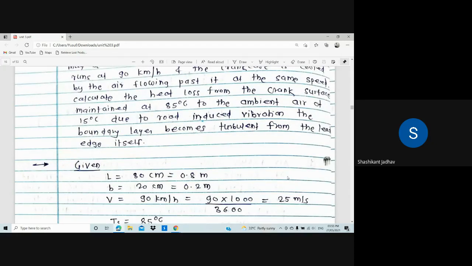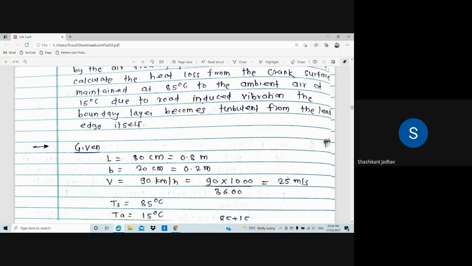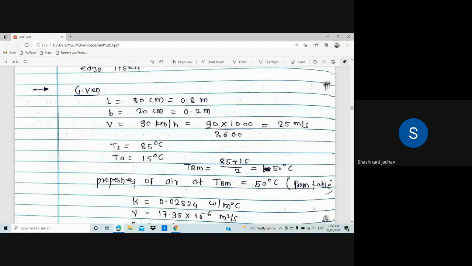Due to road induced vibration, the boundary layer becomes turbulent from the leading edge itself. Okay, so all of you write down the first given.